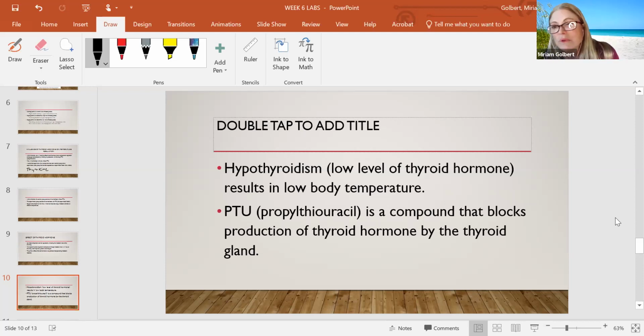Then the body will always be kind of in a low body temperature. It also makes you lethargic, tired, okay? You're not as alert. So then I'm gonna tell you a story about women when we start getting close to 40 and what happens to our hormones, especially thyroid hormone. Now the PTU, propylthiouracil, is the one that blocks the thyroid hormone, like I told you before, right?